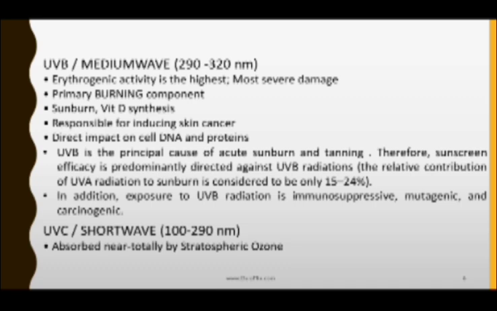UVB is the principal cause of acute sunburn and tanning. Therefore, sunscreen efficiency is predominantly directed against UVB radiations. In addition, exposure to UVB radiations has immunosuppressive, mutagenic and carcinogenic activities.